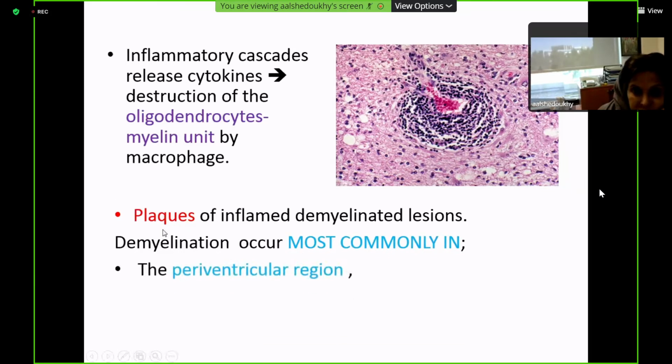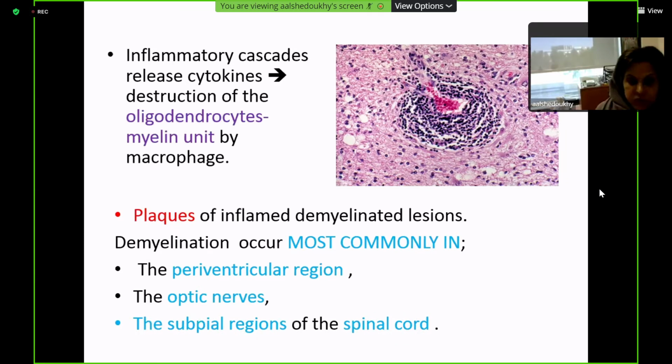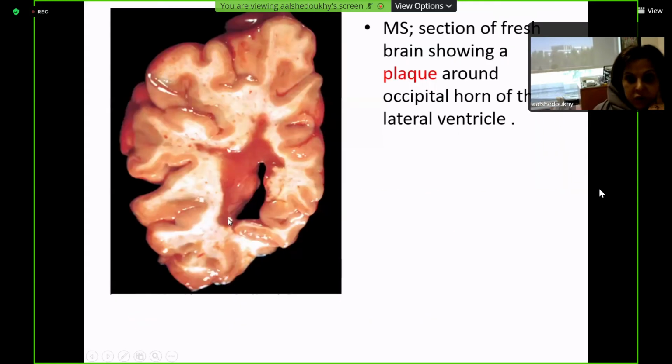So demyelination occurs, where does it occur? If we have a patient with the beginning of multiple sclerosis, commonly it starts where? Demyelination commonly starts in the periventricular region. Then it also starts in the optic nerve. These are the favored locations for an early multiple sclerosis. Also the subpial region and spinal cord. So these are favored locations for plaques of multiple sclerosis.